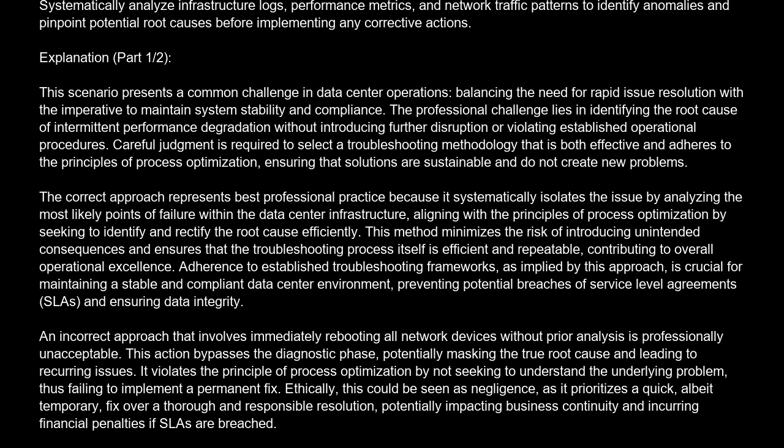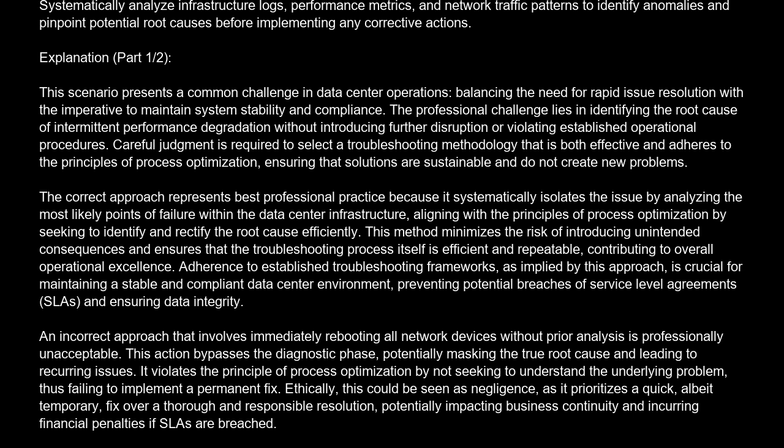Systematically analyze infrastructure logs, performance metrics, and network traffic patterns to identify anomalies and pinpoint potential root causes before implementing any corrective actions. Explanation. This scenario presents a common challenge in data center operations, balancing the need for rapid issue resolution with the imperative to maintain system stability and compliance.